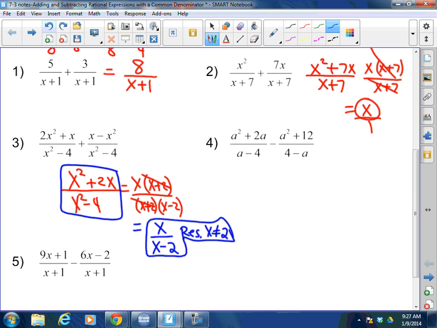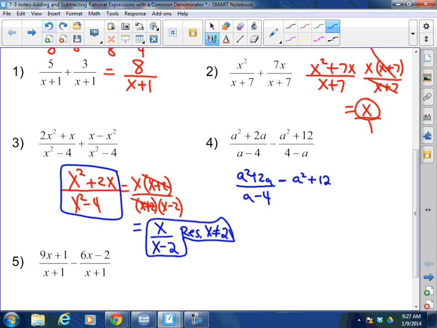Okay, here, be very careful with this one. Do I have common denominators? No. What can I do to this guy? Okay, now please pay attention. See how there's already a negative here? Pay attention to what's going to happen here. This is a squared plus 2a over a minus 4. Now, this is going to be a negative up here, right, minus a squared plus 12, correct?